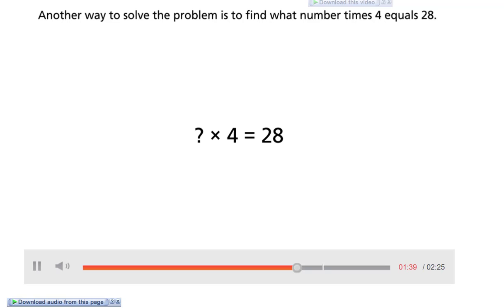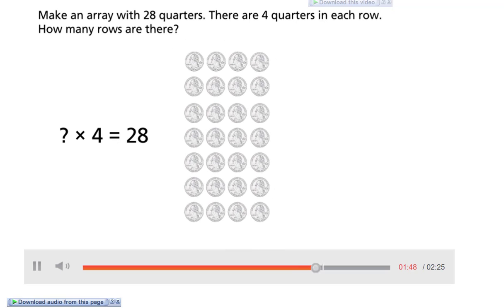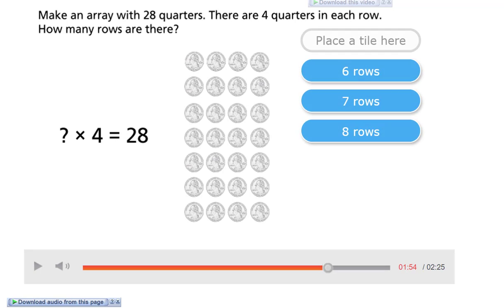Another way to solve the problem is to find what number times 4 equals 28. Make an array with 28 quarters. There are 4 quarters in each row. How many rows are there? Select your answer.